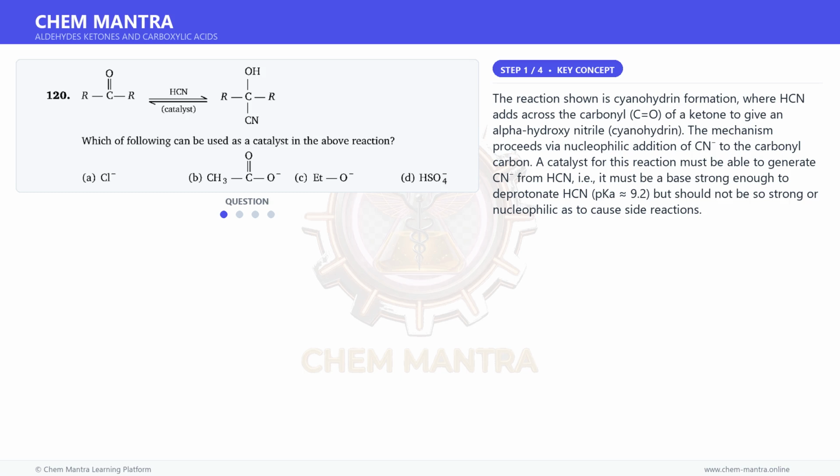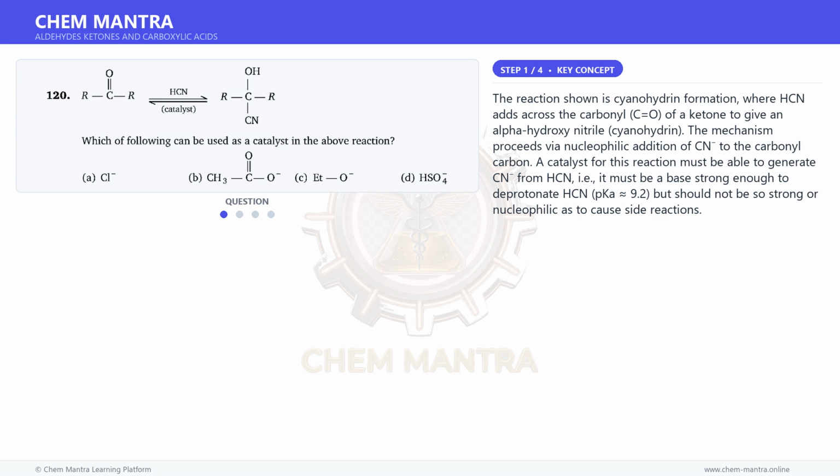The reaction shown is cyanohydrin formation, where HCN adds across the carbonyl C=O of a ketone to give an alpha-hydroxynitrile, cyanohydrin. The mechanism proceeds via nucleophilic addition of CN⁻ to the carbonyl carbon.